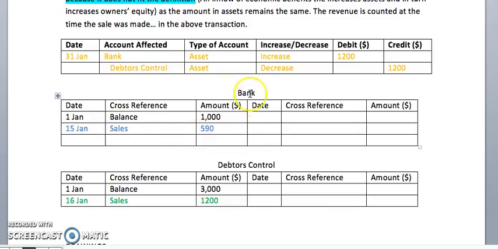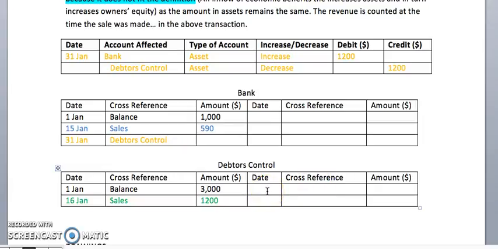So we've got on our bank side, money coming in, has to be a debit. We know that because it's up here. The other side of this transaction, the credit as a result of the debit that I'm putting in, is debtors control.